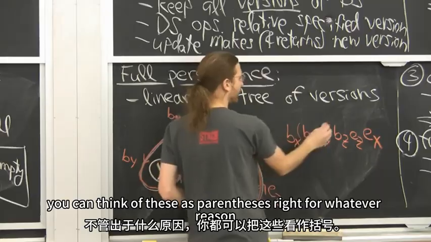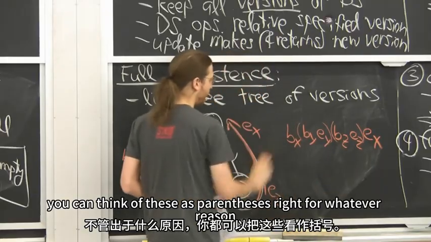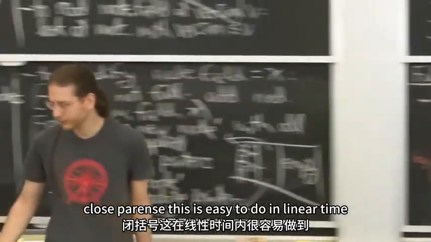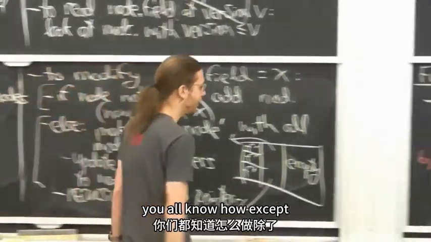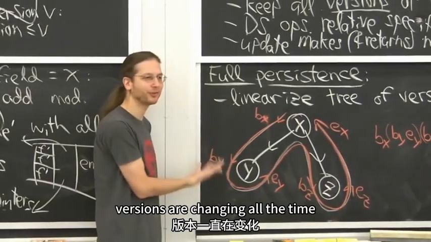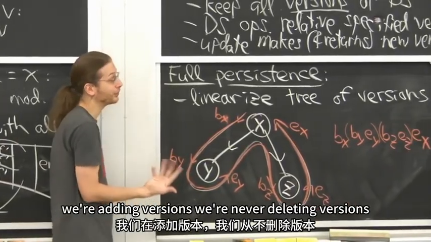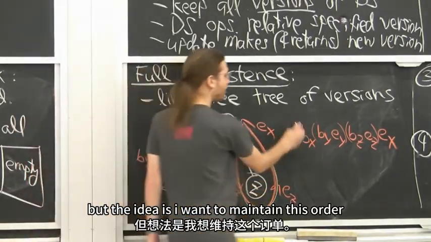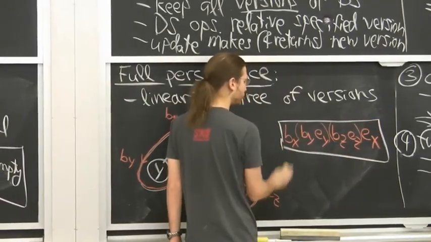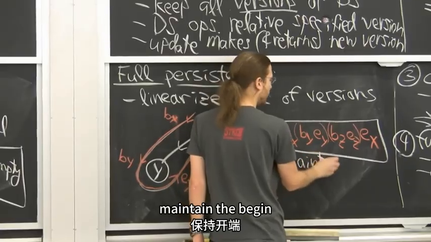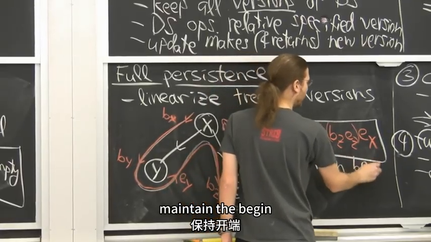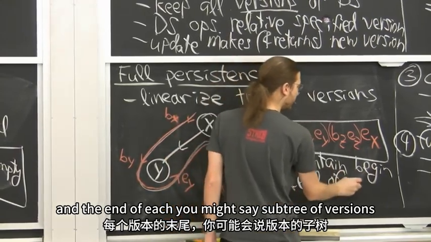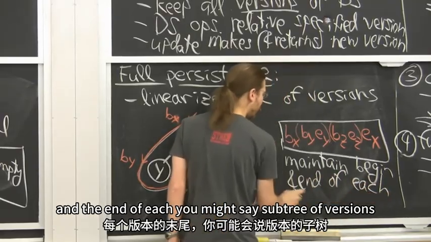Okay, you can think of these as parentheses. For whatever reason, I chose B and E for beginning and ending, but it's like open parens, close parens. This is easy to do in linear time. I think you all know how. Except it's not a static problem. Versions are changing all the time. We're adding versions. We're never deleting versions, but we're always adding stuff to here. So it's a little awkward, but the idea is I want to maintain this order. Maintain the begin and the end of each, you might say, subtree of versions.